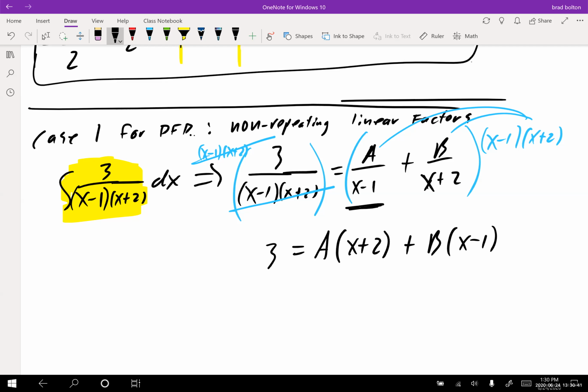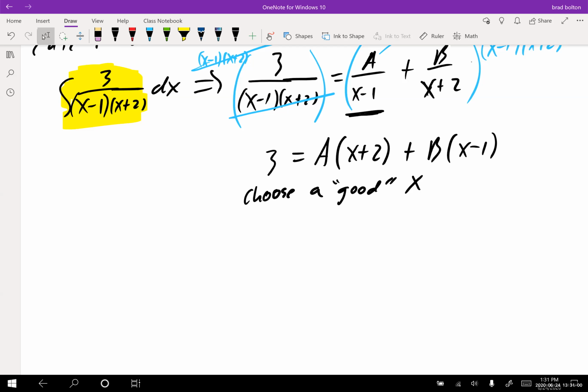So now what you do is you choose a good x, an x that is really going to help you. The x's that help you are the ones that eliminate a large chunk of the problem, meaning you turn things into 0. You don't always have to do this, but this is the best way to do it, if you can. So you let x equal -2.